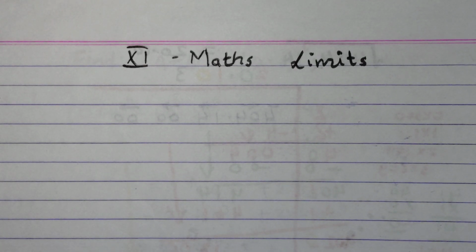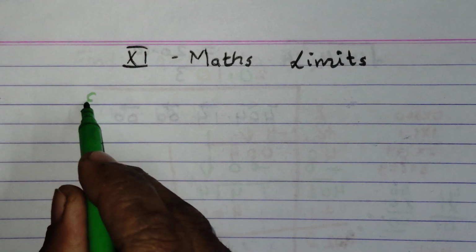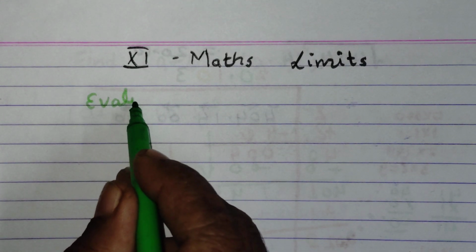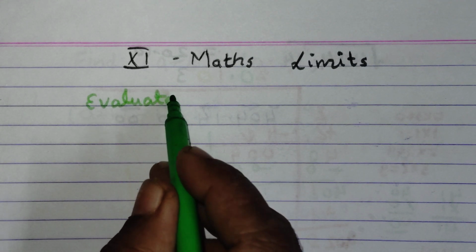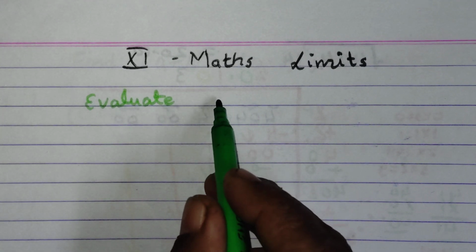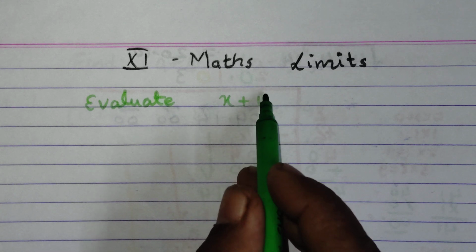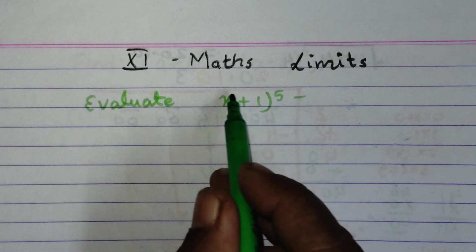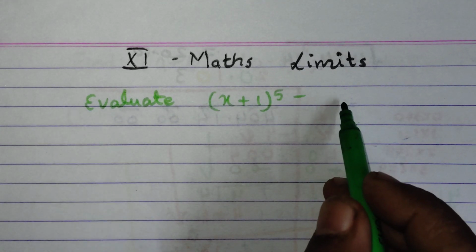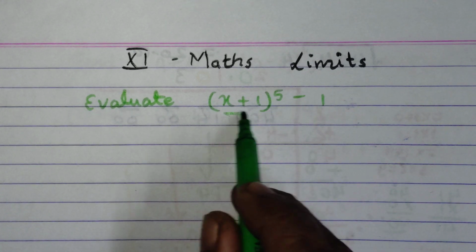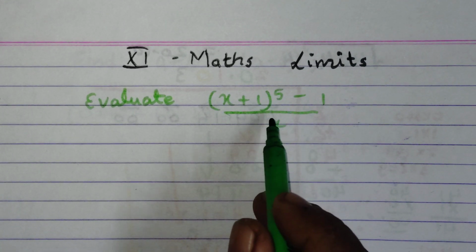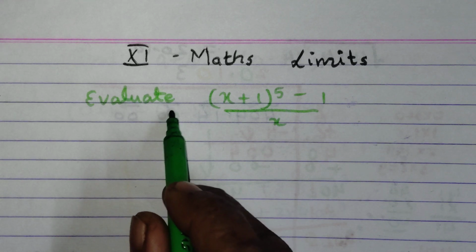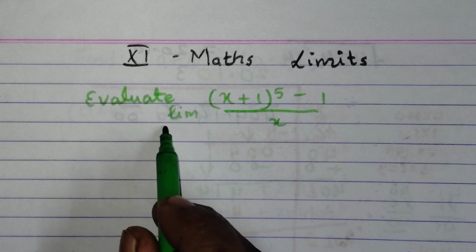Today we are doing 11th class maths limits. In limits and derivatives, we are considering the first question. The question is: evaluate the limit as x tends to 0 of ((x plus 1) whole power 5 minus 1) upon x.